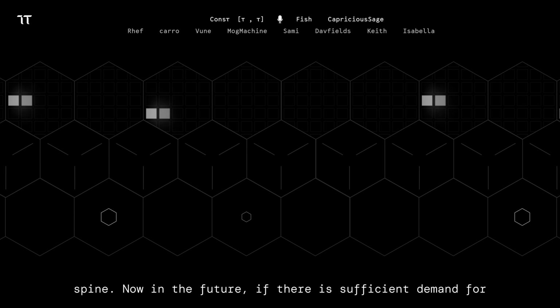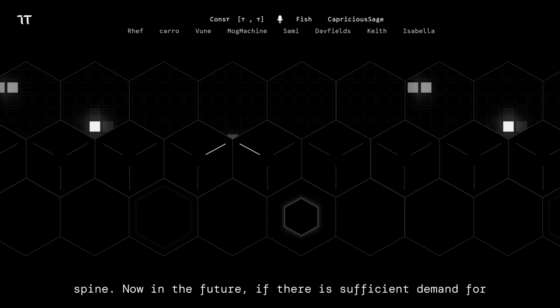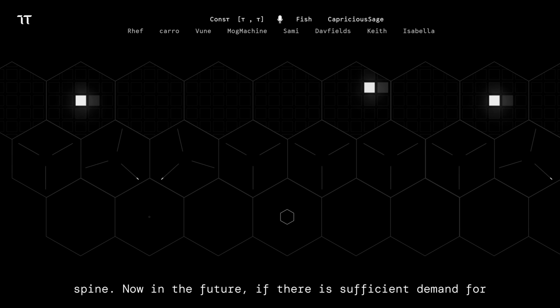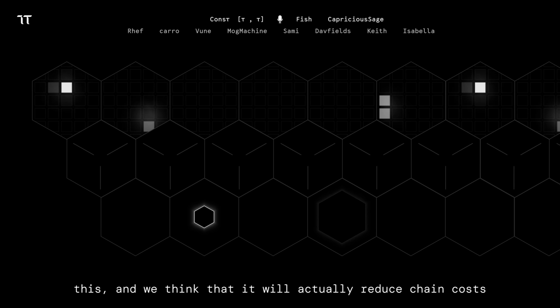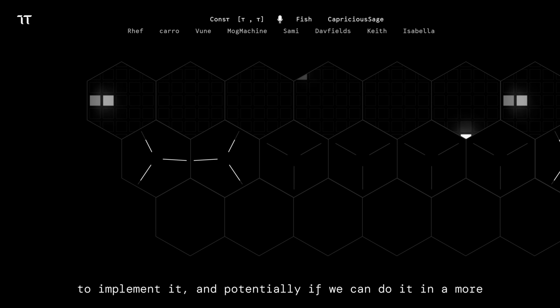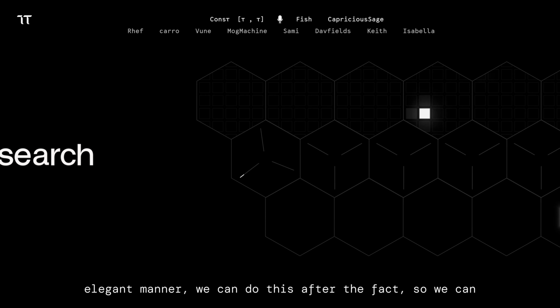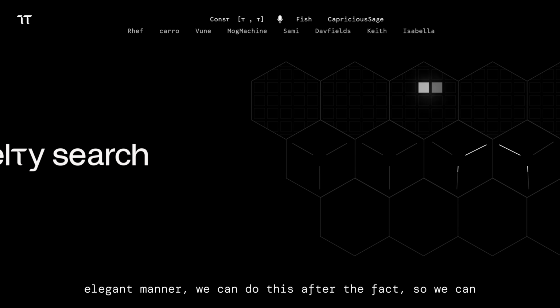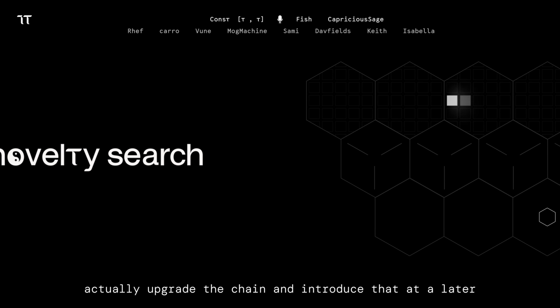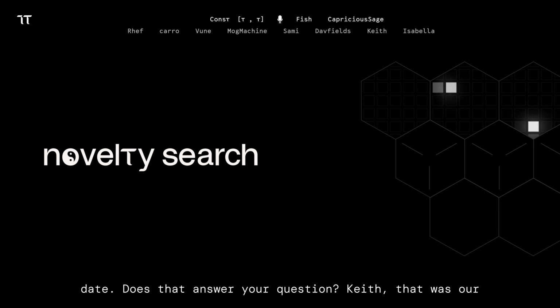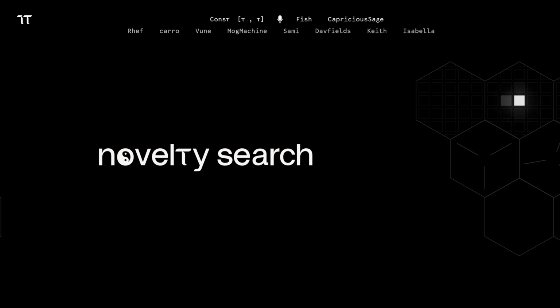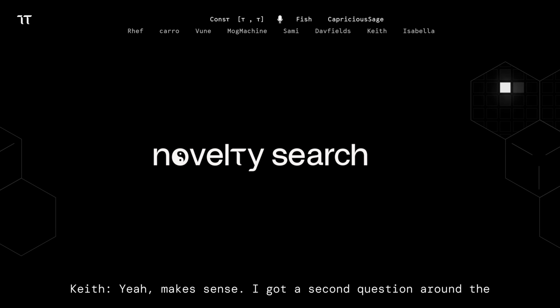Now, in the future, if there is sufficient demand for this and we think that it will actually reduce chain costs to implement it, and potentially if we can do it in a more elegant manner, we can do this after the fact. So we can actually upgrade the chain and introduce that at a later date. Does that answer your question, Keith? That was our perspective. Yeah, makes sense.